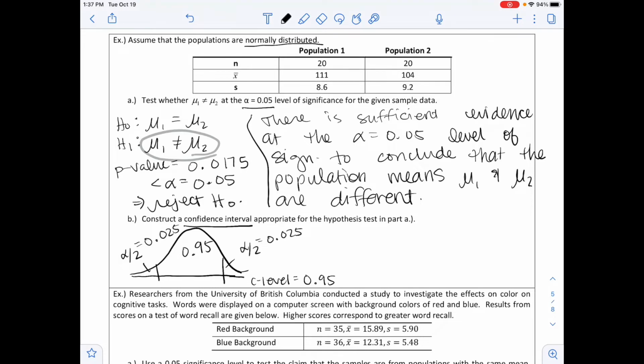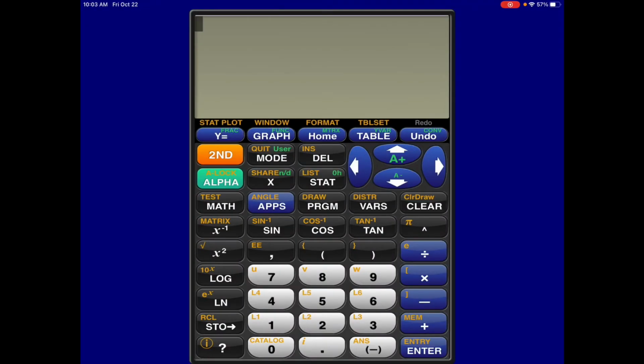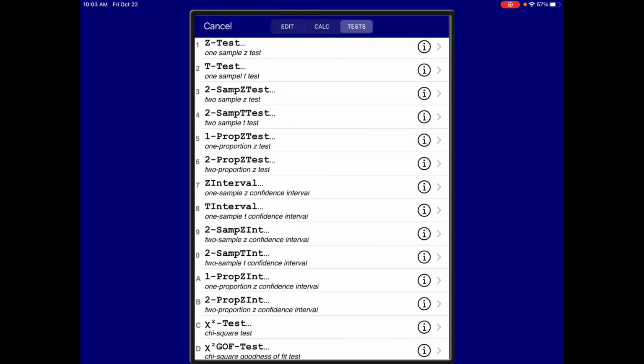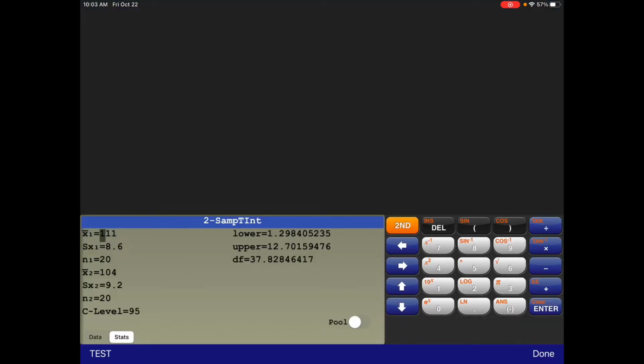And so in order to do this problem, we're going to go to samp t int. On the graphing calculator, we're going to go to stat, to test, down to samp t int, select enter, and then make sure you correctly enter in the values of x bar, sx, and n for population 1 and 2. And then also our C level for this problem is going to be 95% or 0.95. Make sure you select pooled to no. And from here, you'll get a lower bound and an upper bound, and we're going to go ahead and round those to 3 decimal places.